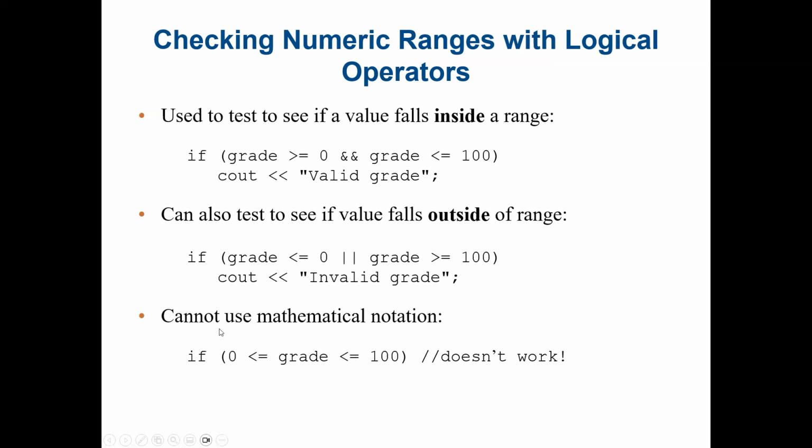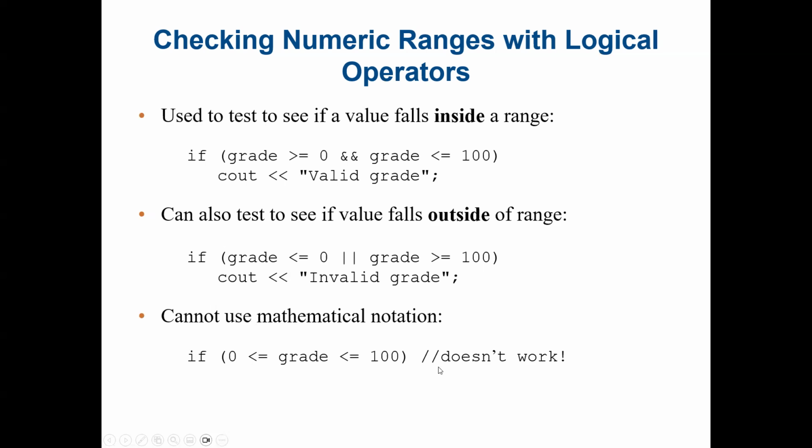Now here we say we cannot use mathematical notation. We cannot do this in C++. We can't write grade less than or equal to 100 or greater than or equal to 0 as a chained expression. No, this is like a college algebra concept. It doesn't work in the C++ programming language.